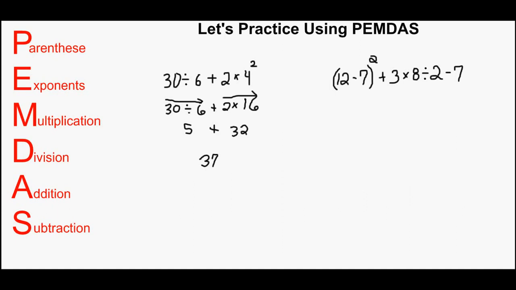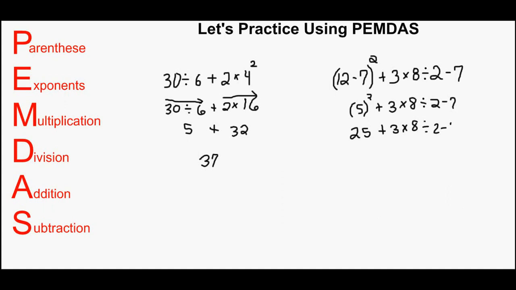Let's try one more. In this expression, we have parentheses, 12 minus 7, which is 5. Again, please rewrite everything that you didn't already use in your expression before you continue. It'll keep your work well organized and more accurate. Exponents go next, so 5 squared is 25. Writing out everything that I have not used yet in my expression.